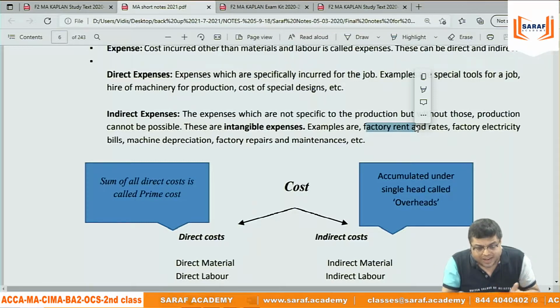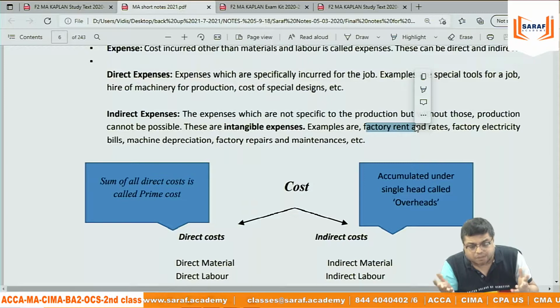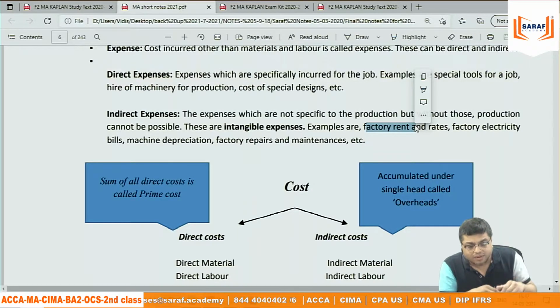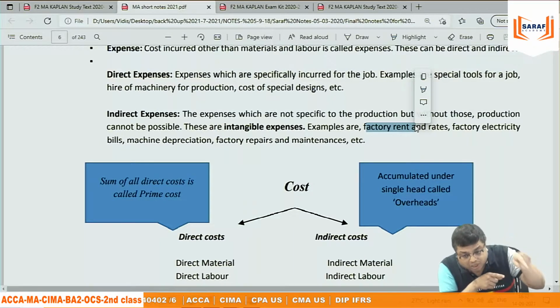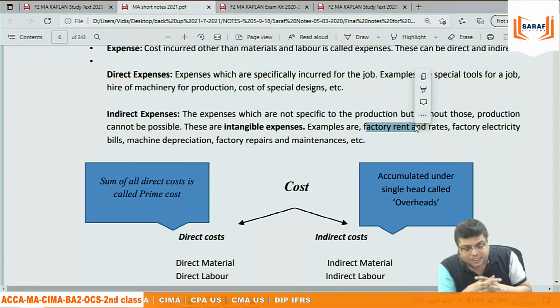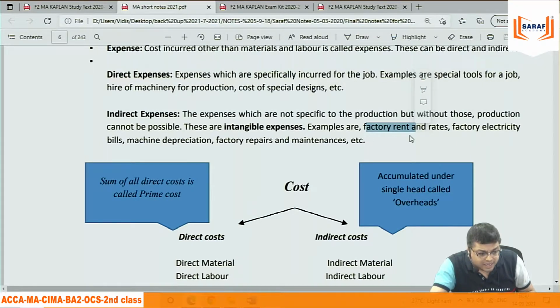But rent of the factory is not identified to a particular thing. And indirect expenses means unidentifiable. They cannot be identified. When you say direct expense, it can be directly identified to the product or job. When you say indirect expense, it cannot be identified. So rent of the factory is not identified for any product or any job. For that reason, rent of the factory is an indirect expense.